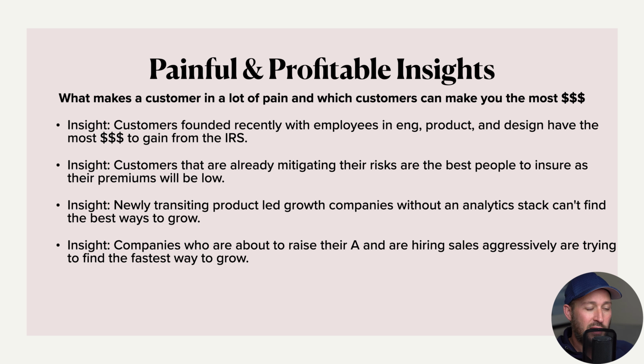All right, insight. Customers that are already mitigating the risk are the best people to insure, as their premiums will be low. So this is a good one, right? The people that you really want to insure are the folks that are already doing things to mitigate the risk. You don't want to insure the Leaning Tower of San Francisco because they did nothing to mitigate the risk of that building. I don't know that. I'm not saying that.